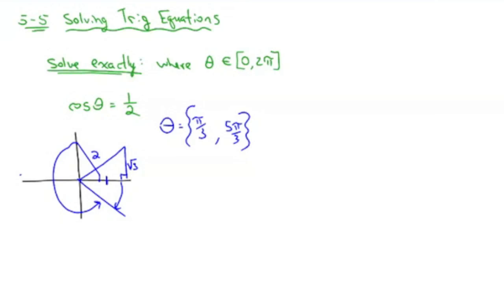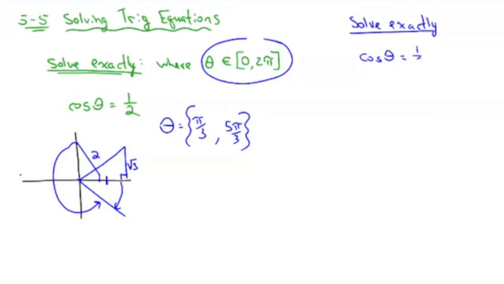The problem comes when I get rid of this interval piece right here. So if I solve exactly just this equation, cosine of theta equals 1/2, all by itself, I already know 2 of the answers.